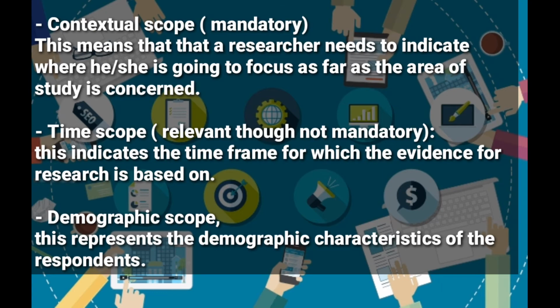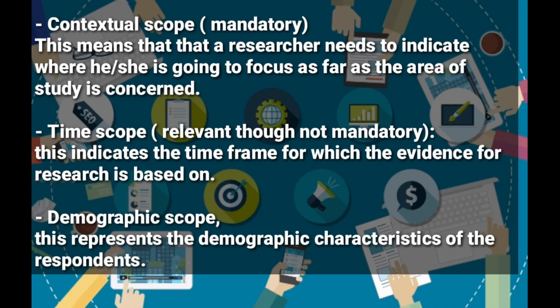Then lastly we have the demographic scope. This reflects the demographic characteristics of the respondents, and this is important to consider as scope in a research study, especially when the researcher is going to deal with a specific type of respondents, e.g. only children, only women, only fathers. So he can describe which age he is going to consider, the education level, things like that. The demographic scope is also important.